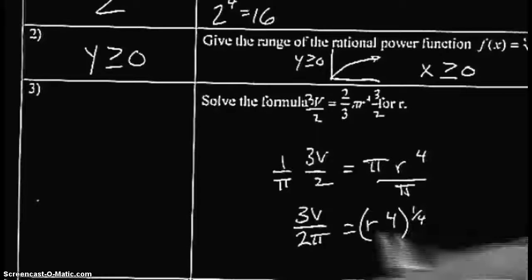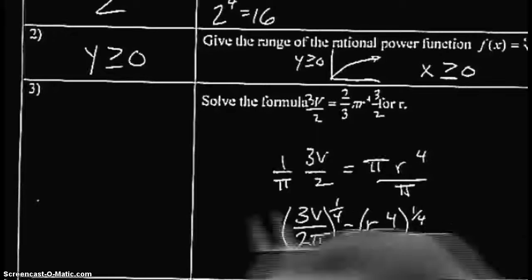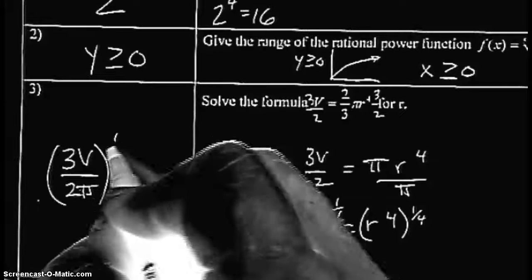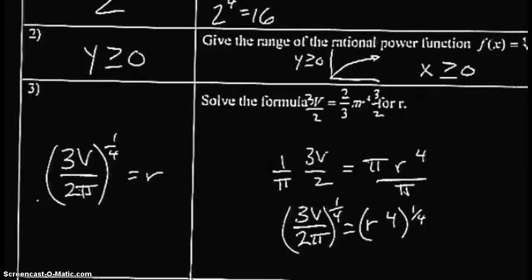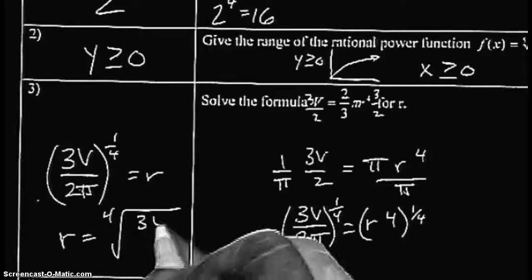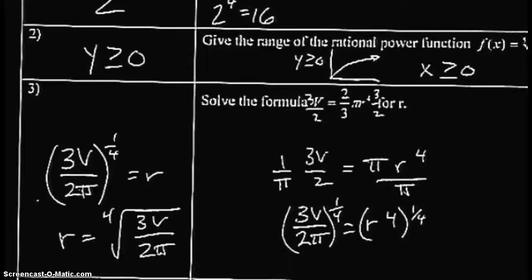And you can write that as a fractional exponent. So 3v over 2 pi to the 1/4 equals r. Or you could write it as a 4th root, 3v over 2 pi. Either one of those is acceptable.